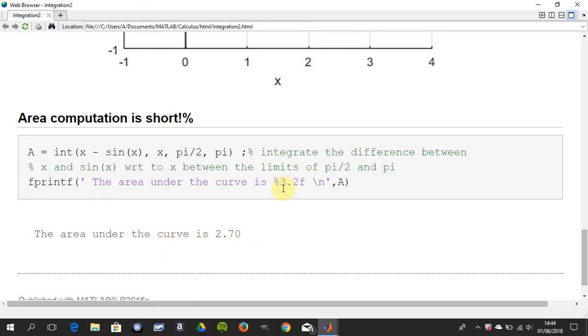And just to explain this here again. With the placeholder, we're printing a float to 2 decimals.